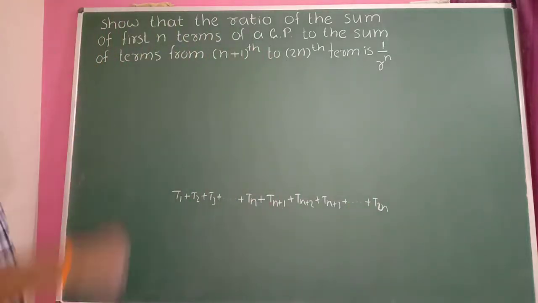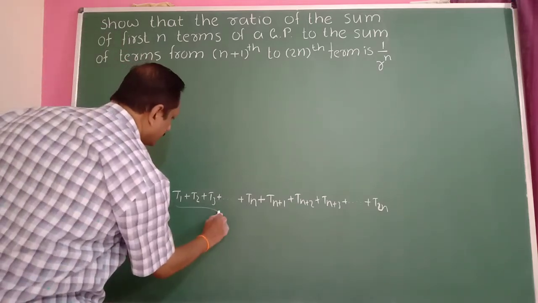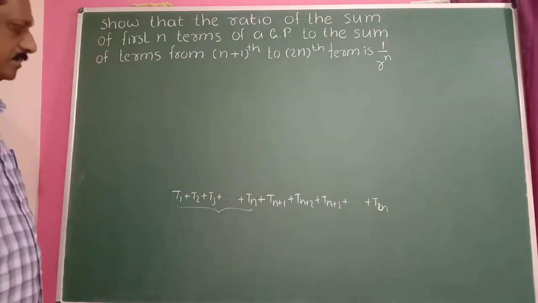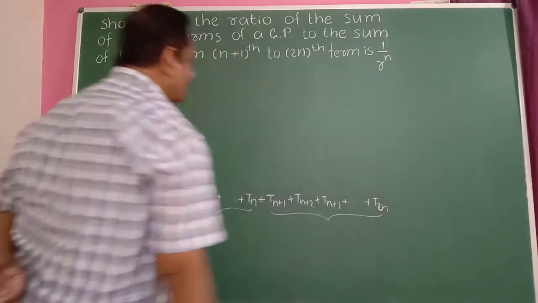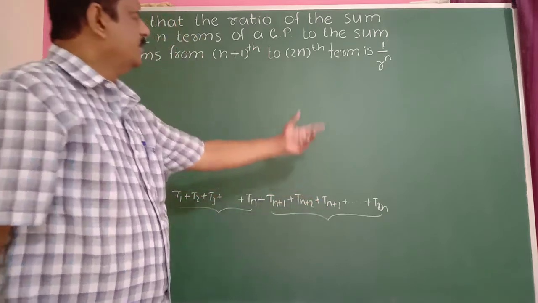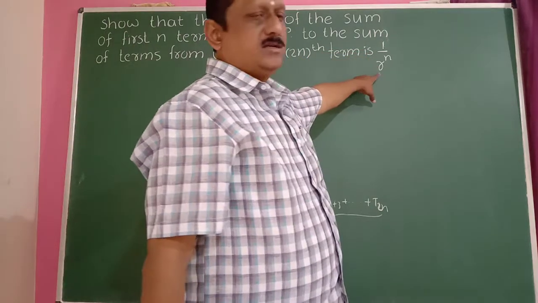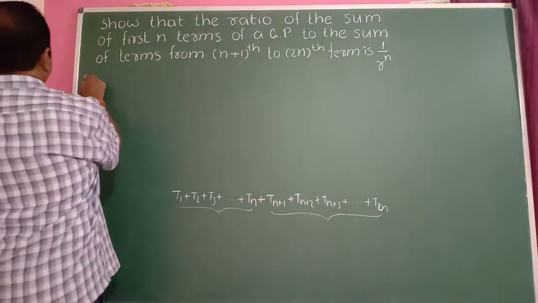Therefore, the ratio of the first n terms means the sum of the first n terms is this one here. Next, the sum of the n plus 1th term to the 2nth term is this one here. It's a ratio: this divided by this gives 1 upon r to the n. You have to prove it here. Okay, therefore take your solution.